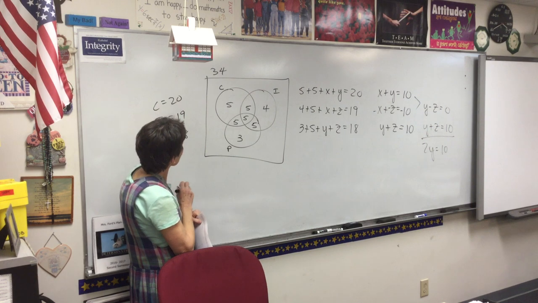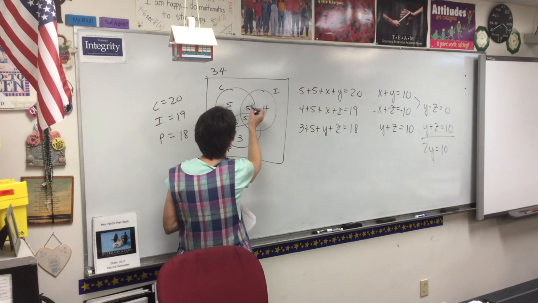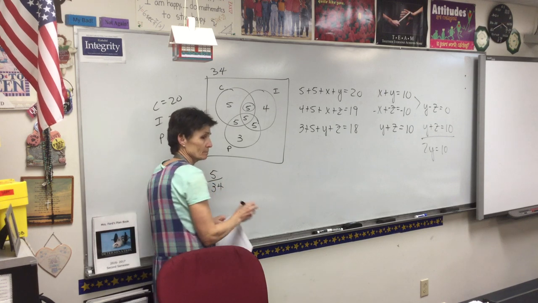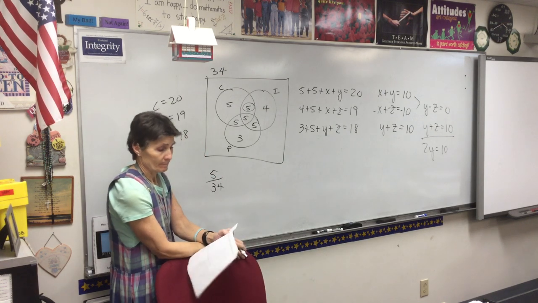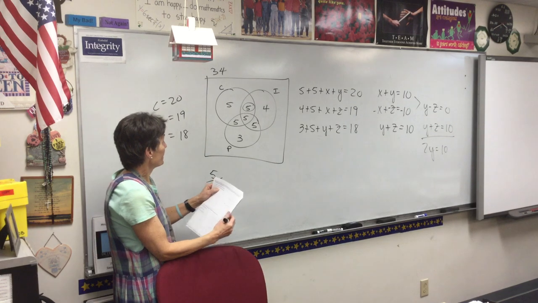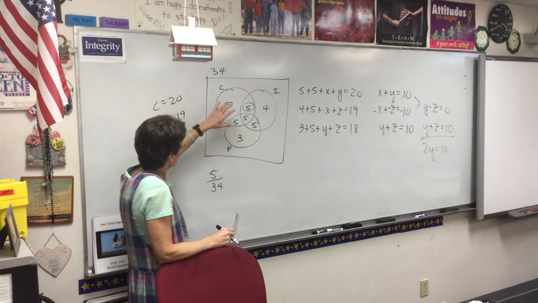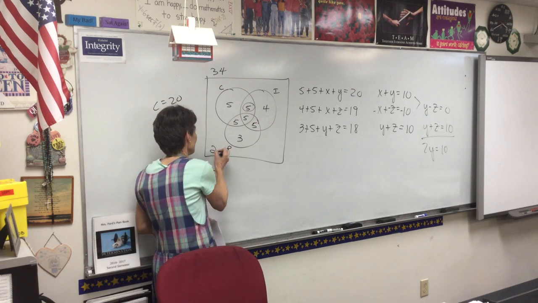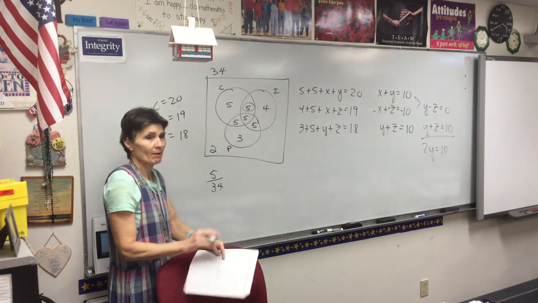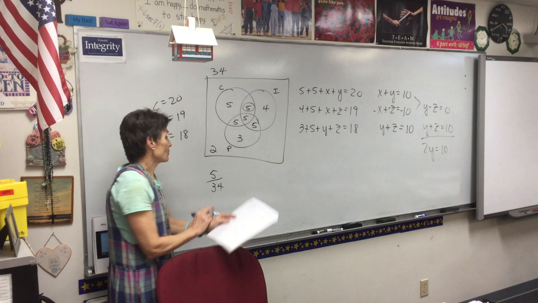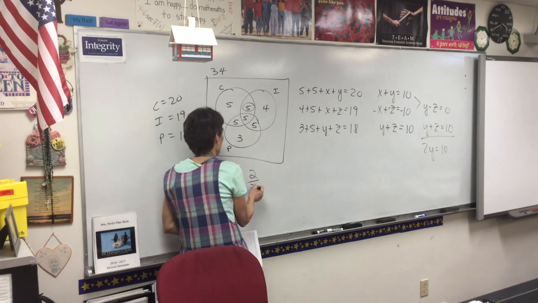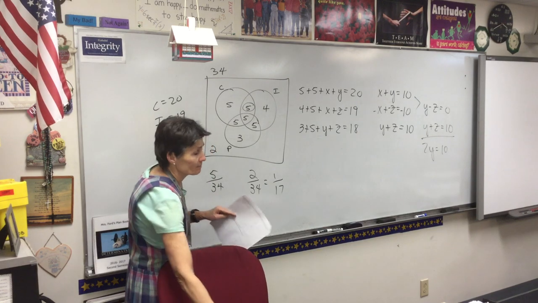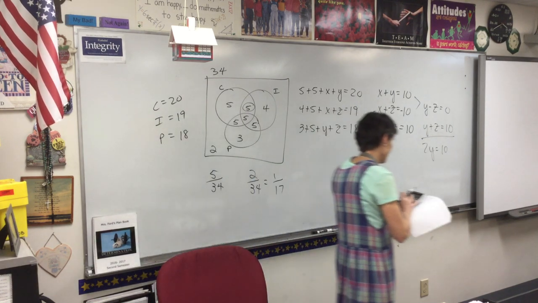Only computer and iPad would be right here. So 5 out of 34. Are there two out here? Did you already figure that out? So the probability would be 2 out of 34, or 1 over 17. Yes, indeed.